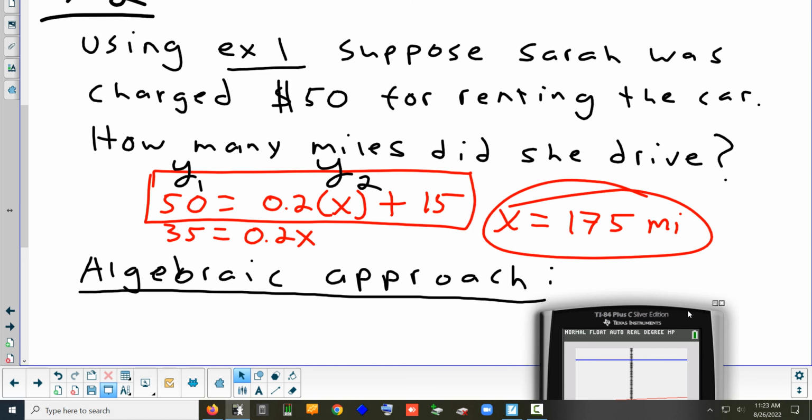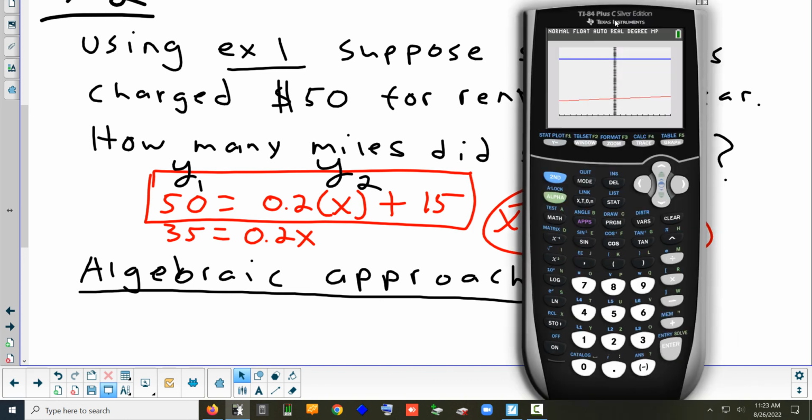So this should give you a hint at what number you need to change in your window to be able to see where these graphs are going to cross. What number do you think I need to change? Yeah? X max. And I wouldn't make it 175, I'd probably make it 190, go a little past it. And while we're here, X min is the number of miles you drive. Negative 10 doesn't make sense. What's the smallest amount of miles you could drive? Zero. Now let's hit graph.